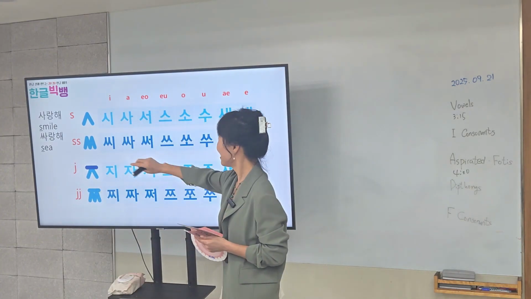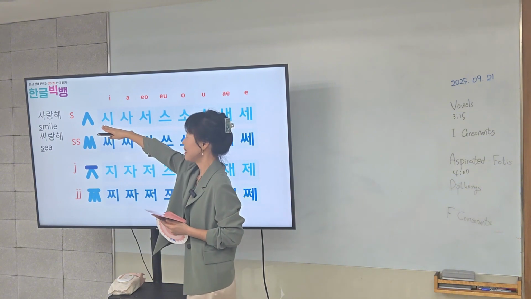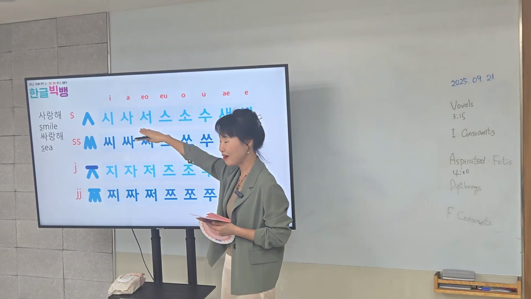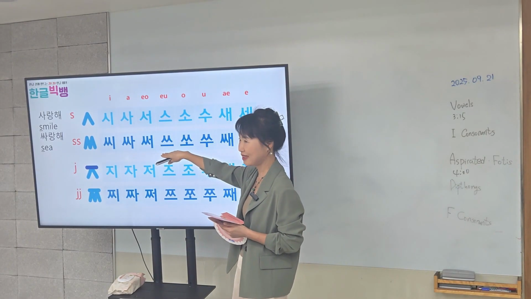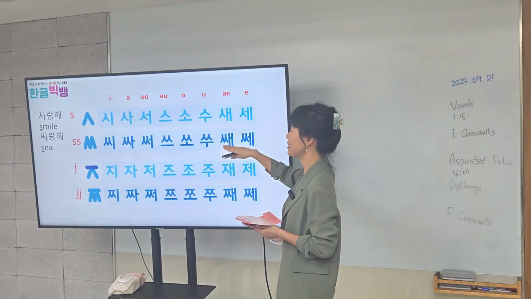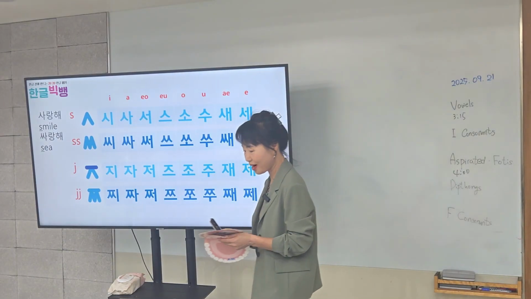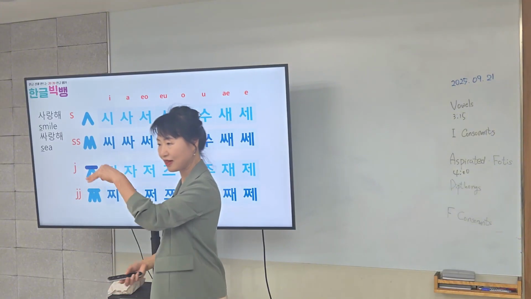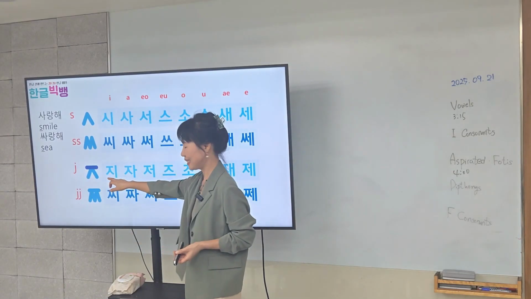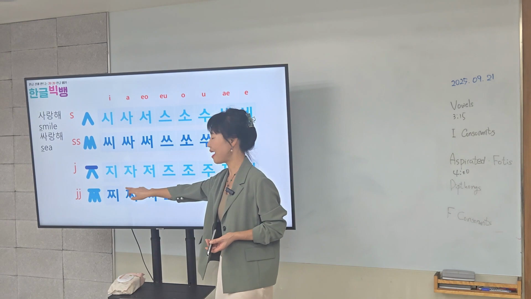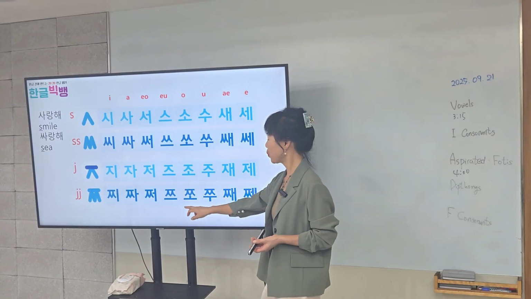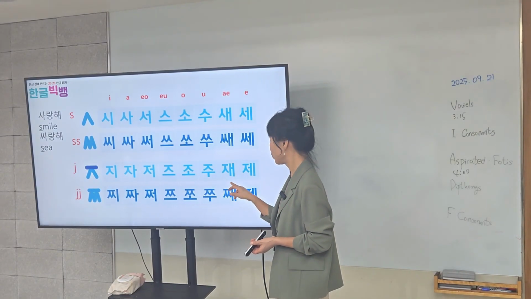Okay? So this is 스 and this is 스. So 시, 사, okay? 서, 스, 소, 수, okay? 세, and good job. And can you remember like this? So your tongue and your palate. So this is 주 and this is 쯔. So 지, 자, 저, 즈, 조, 주, 제.